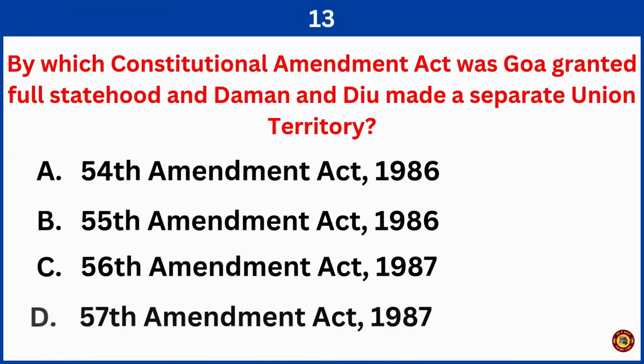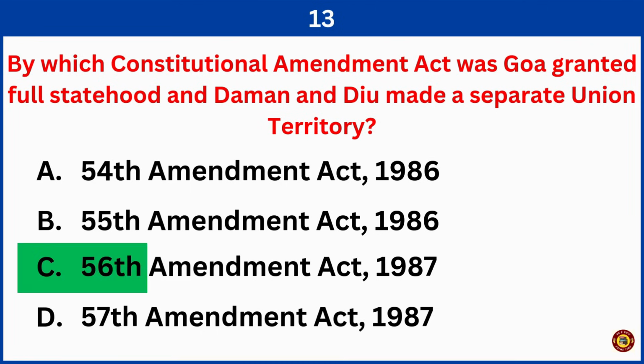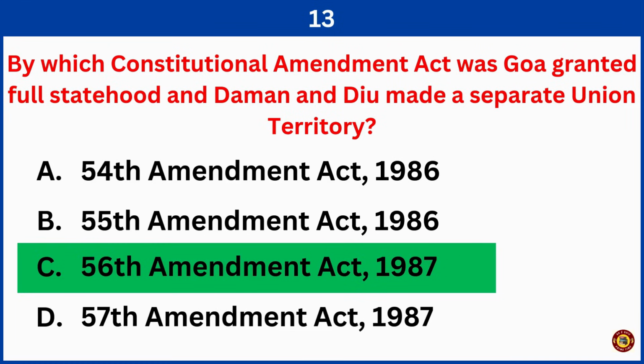By which Constitutional Amendment Act was Goa granted full statehood and Daman and Diu made a separate union territory? Correct answer is option C, 56th Amendment Act 1987.